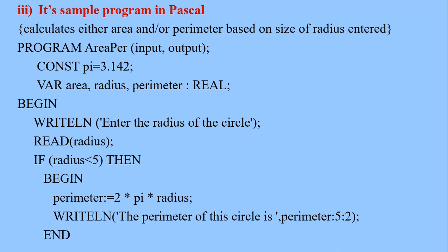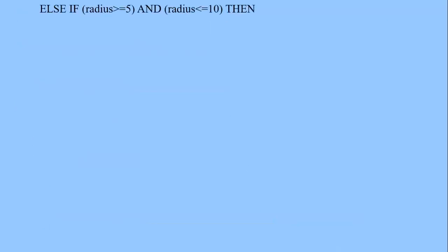And the execution based on the condition that has evaluated true. Otherwise, else if the content of memory location called radius is greater than or equals to 5 and it is less than or equals to 10, then compute area as follows.